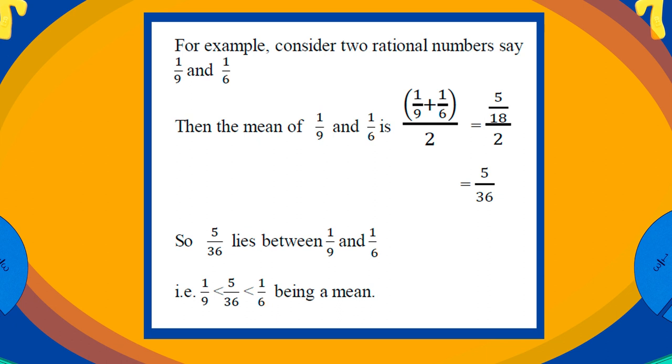Consider two rational numbers, say 1 by 9 and 1 by 6. Then the mean of 1 by 9 and 1 by 6 is (1 by 6 plus 1 by 9) divided by 2, that is 5 by 18 divided by 2, which is nothing but 5 by 36. So 5 by 36 lies between 1 by 9 and 1 by 6. That is, we can find a number between the given two rational numbers. Thus, we see that 1 by 9 is less than 5 by 36, which is less than 1 by 6.